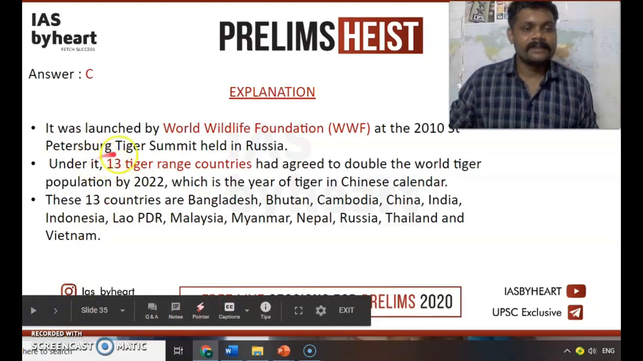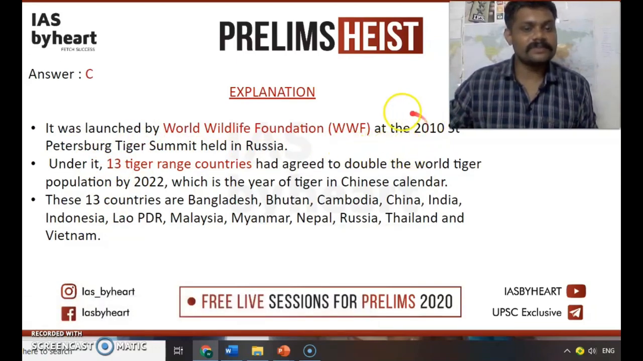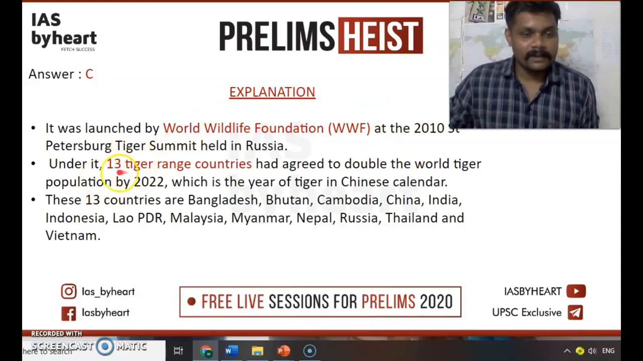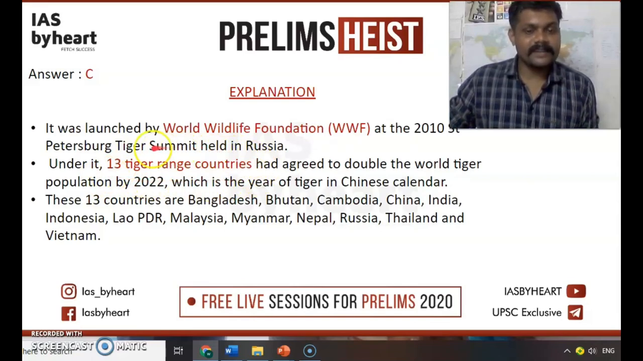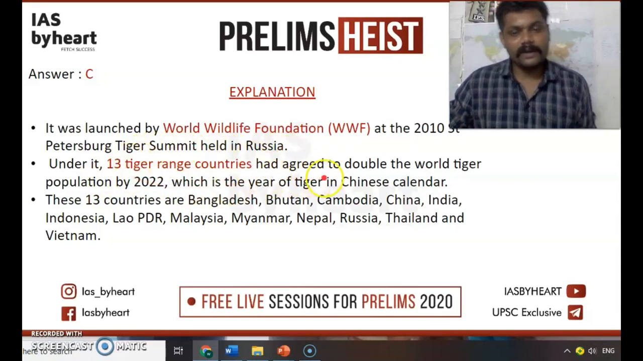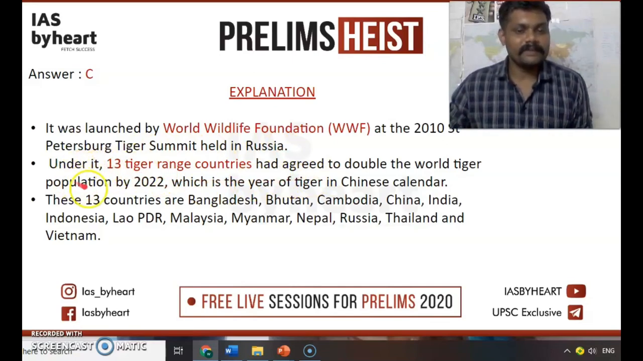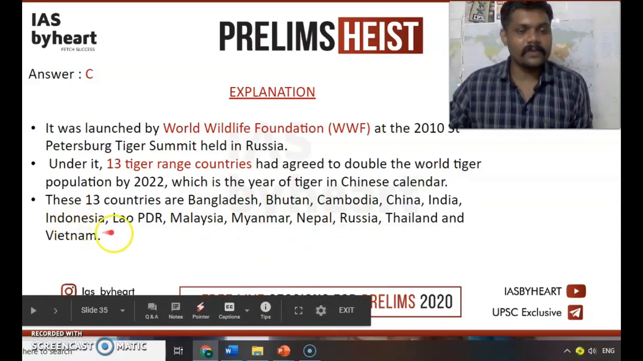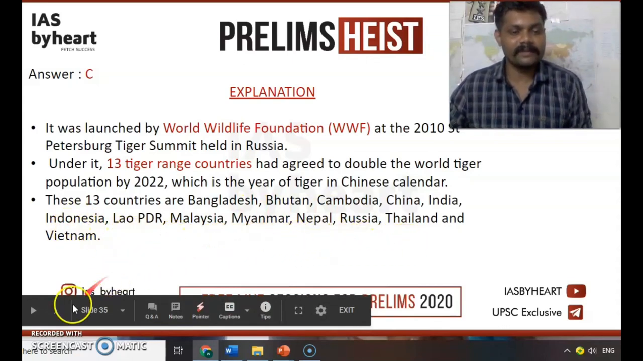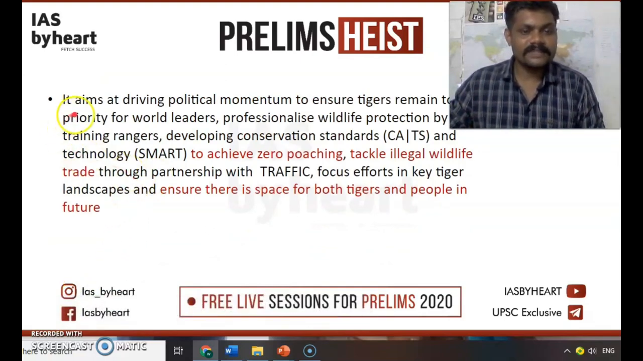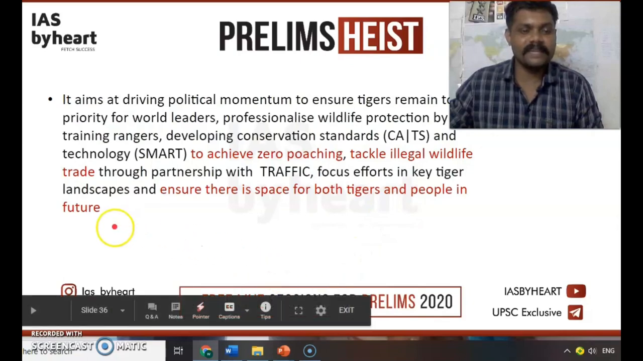See, it was launched by WWF in 2010 in Russia during the Tiger Summit. Under this, 13 tiger range countries are there. These countries agreed to double the world tiger population by 2022, which is the year of the tiger in the Chinese calendar. These 13 countries are Bangladesh, Bhutan, Cambodia, China, India, Indonesia, Laos PDR, Malaysia, Myanmar, Nepal, Russia, Thailand and Vietnam. These are the countries. And moreover, this project aims to drive political momentum. Their aim was also to ensure there is space for both tigers and people in future.